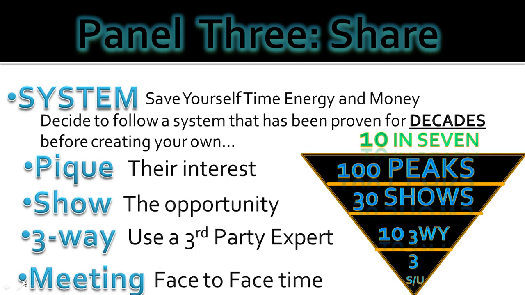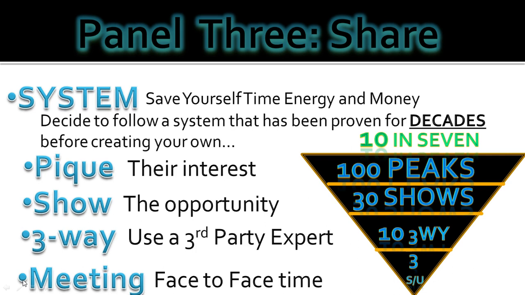Now, our system is called the PS3M. That stands for piquing somebody's interest about what we have going on, maybe showing them the opportunity video or a presentation. Then you want to do a 3-way or a third-party exposure with the third-party expert. And lastly is a face-to-face meeting. Now, what you want to follow is the 10 and 7.